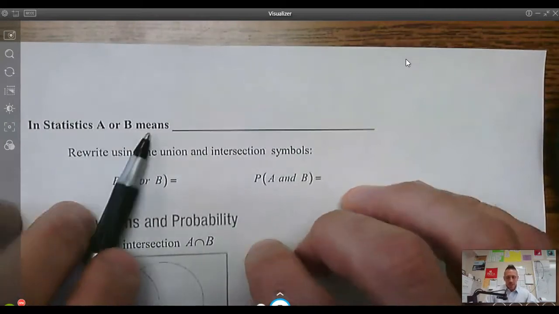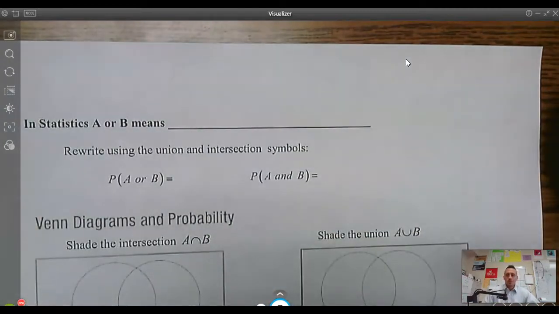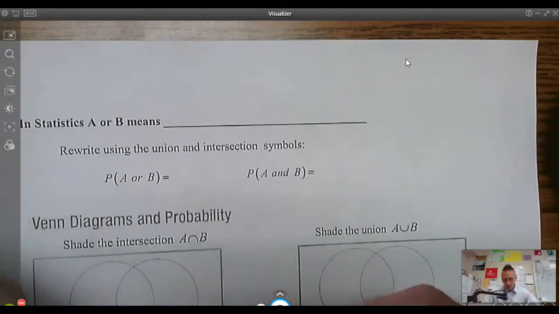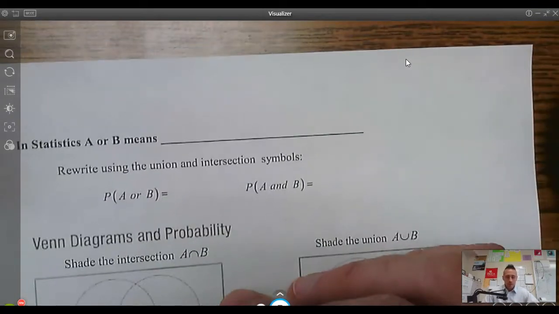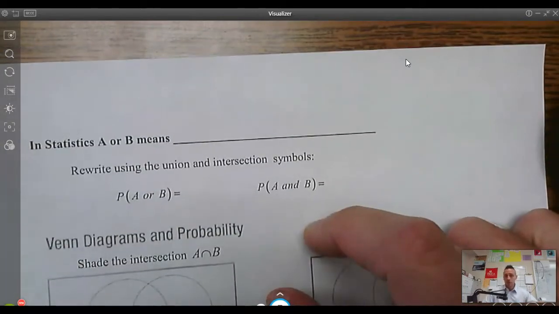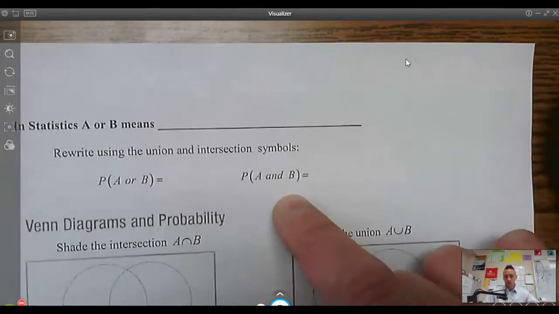So in statistics, A or B, well, we really have two different ways to think about the word or. You go to Starbucks or Dunkin' Donuts or something, and they say, do you want coffee or cream? They really mean, do you want coffee or cream or both in your coffee?